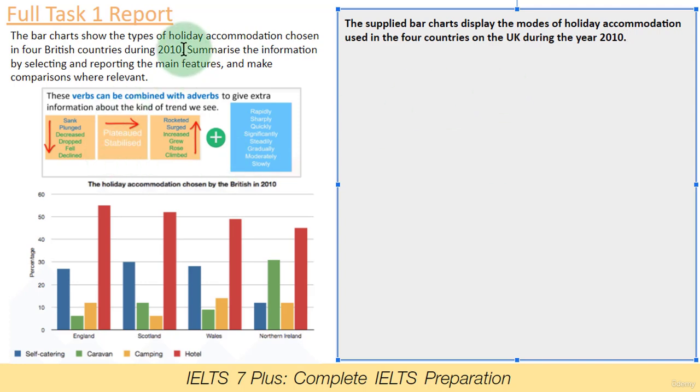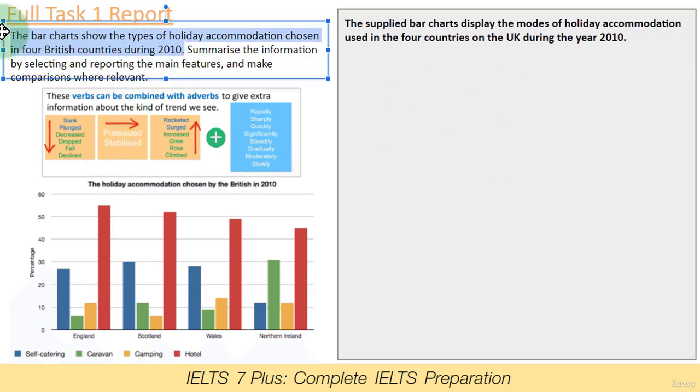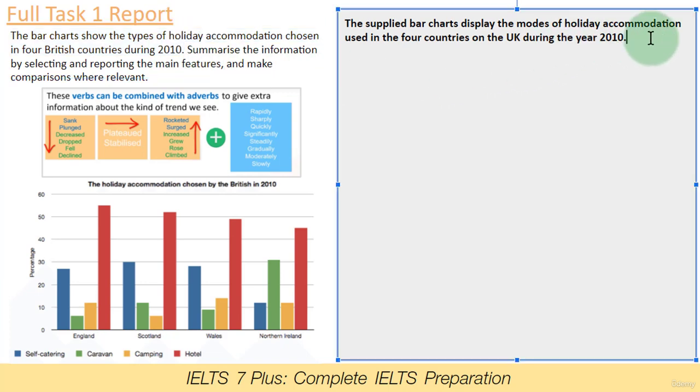Pretty much says exactly the same. It does say exactly the same as this, but with slightly different language. Let's read this back. The supplied bar charts display the modes of holiday accommodation used in the 4 countries of the UK during the year 2010. Good job, I'm editing. Perfect. And now onto my overview.